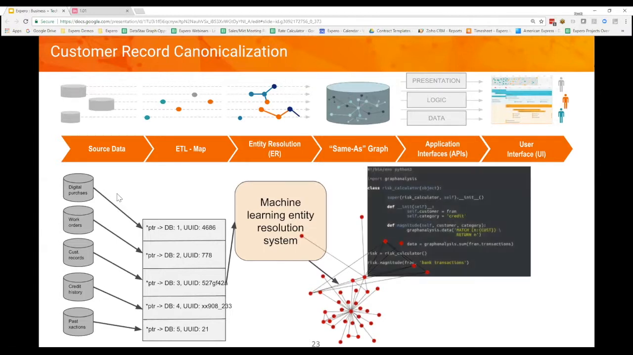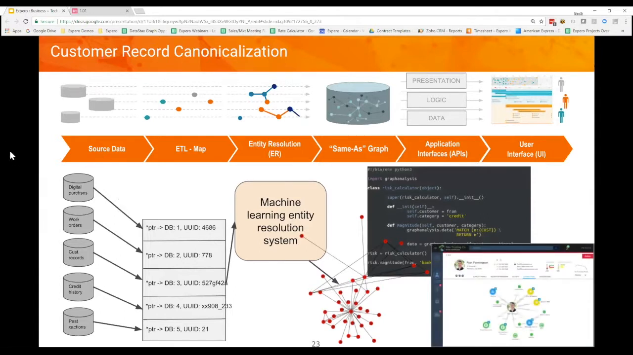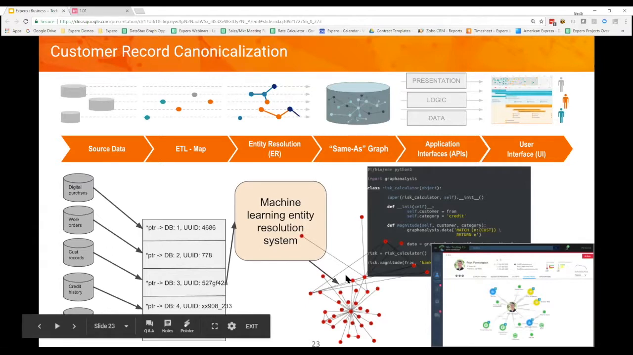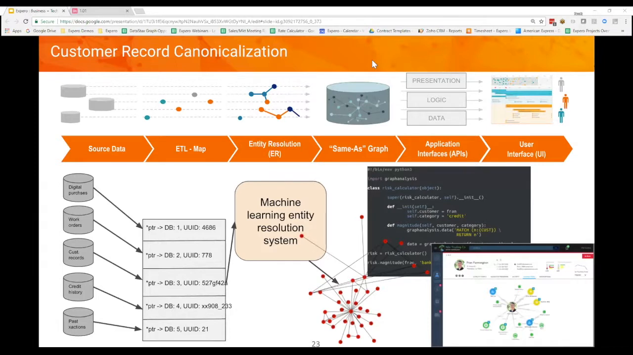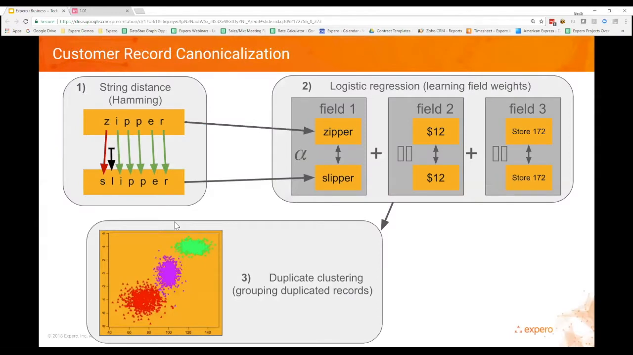Once we have the same-as graph information, we can begin to build out back-end interfaces, APIs, and indeed end user applications or in-house applications for use in figuring out where the value is. What are your customers doing? Insight into where they exist in the customer journey. These are things we'll touch on in the next few slides. So the piece of tech that exists behind this black box machine learning entity resolution system on the previous slide is just this. It's a pretty simple system.